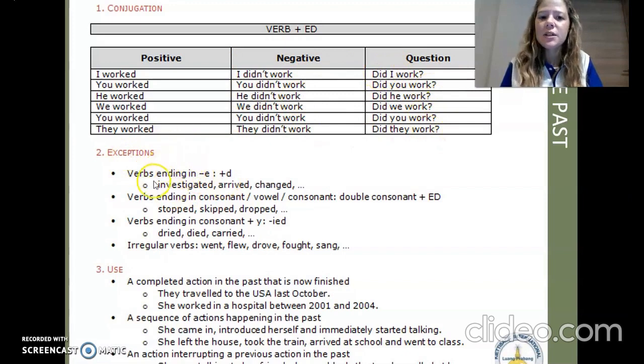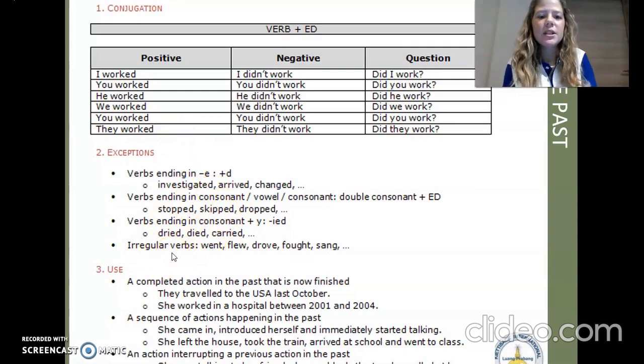The exceptions is if your verb ends in an e, investigate, arrive, then you just add a d and not the ed. Verbs ending in a consonant, vowel, consonant, then you double the consonant. So stopped, skipped, or dropped. Ending in a y, you change it into ied. To carry, to dry, change into carried or dried. And also the irregular verbs that I talked about in the last slide.